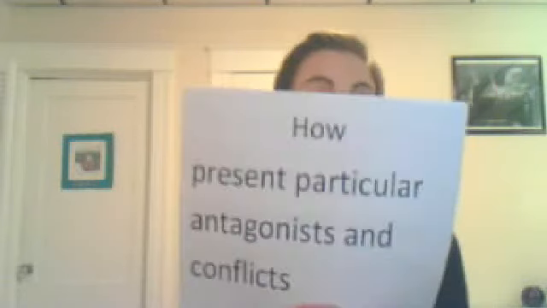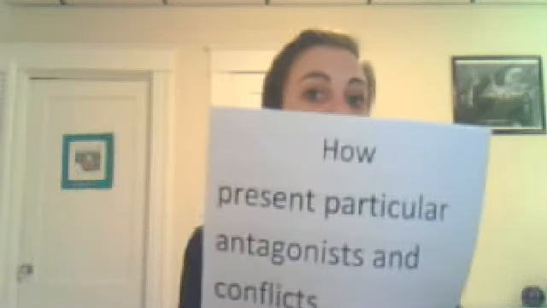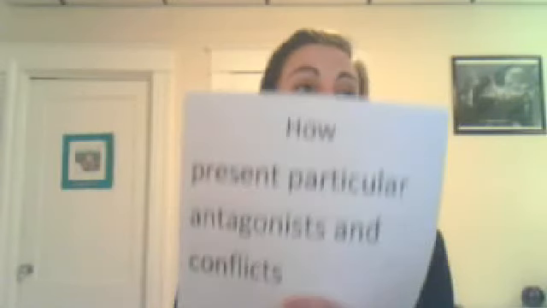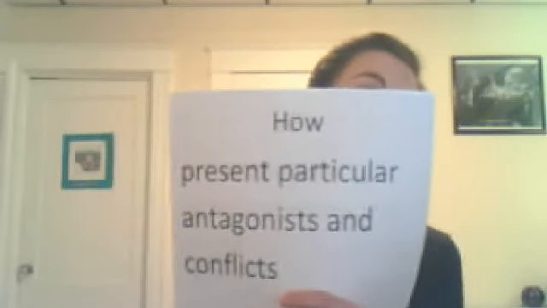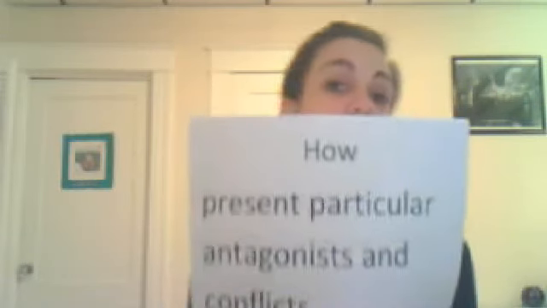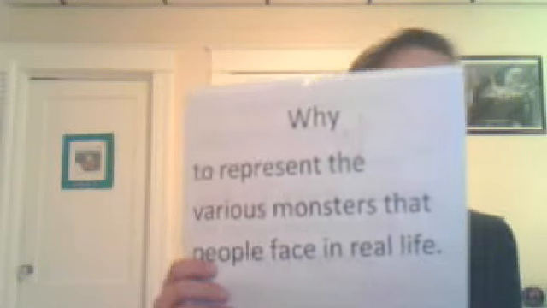So my how is I'm going to figure out how exactly these authors revealed the monsters. And the way they did this is, I know monsters are usually antagonists, so that led me to write present particular antagonists and conflicts. Okay. Now, because I answered how for that step, my next step is going to be to answer why. Why did the authors present these antagonists? They did this to represent the various monsters that people face in life.